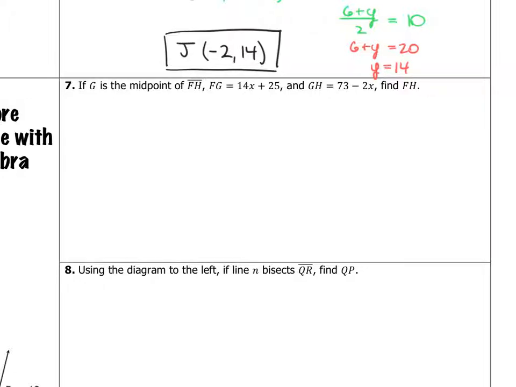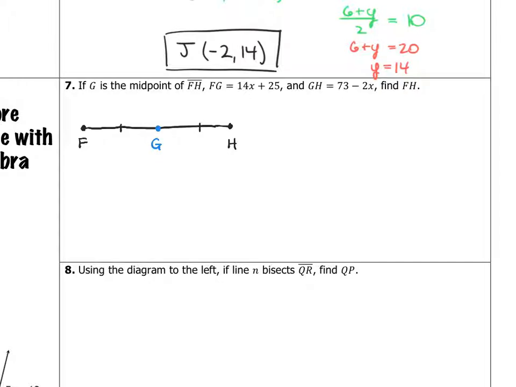Okay, so we have a line segment FH, so let me draw that first. So line segment FH. Here's F, here's H, and the first thing they tell me is G is the midpoint of this line segment. So I'm going to put G right here. If G is the midpoint, then I also know these two smaller segments, FG and GH, are congruent. That's what it means to be a midpoint. It means that you are directly in the middle of a line segment, and so the two smaller line segments now are congruent to each other.